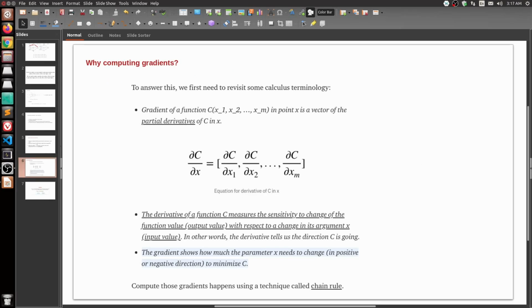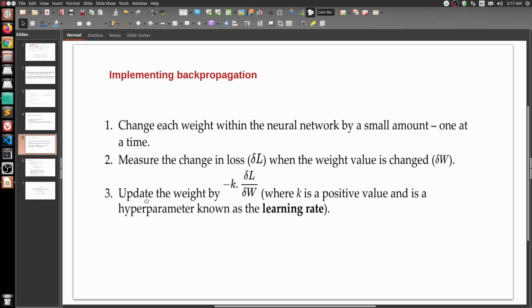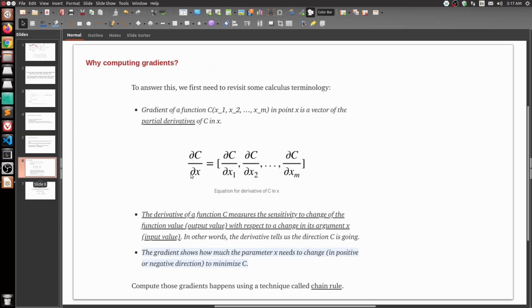So why compute this gradient that we just discussed in the previous steps, that is, update the weight by learning rate multiplied by the gradient? To answer this, we first need to revisit some basics of calculus, differential calculus to be specific. So the gradient of a function c, in this case c is a function of x1, x2 and so on, at point x is a vector of the partial derivatives of c, given like this: del c del x, which is a vector of del c del x1, del c del x2 and so on.